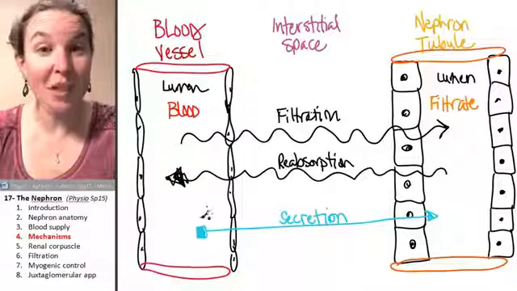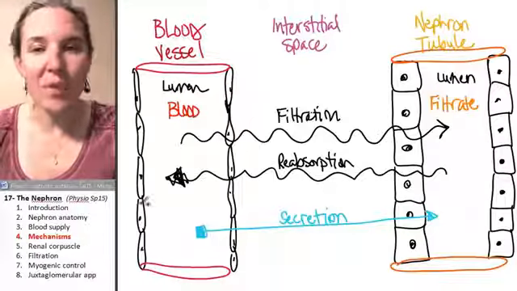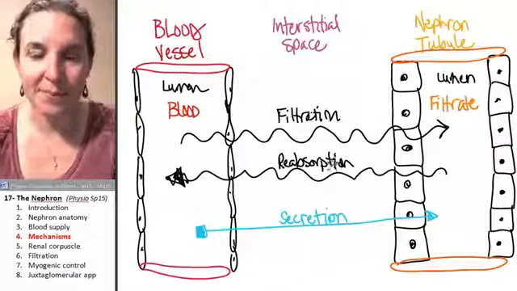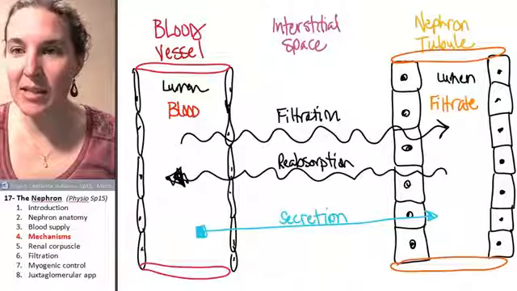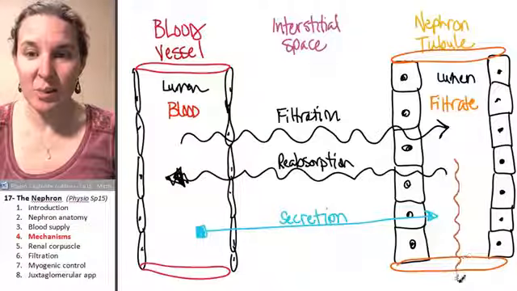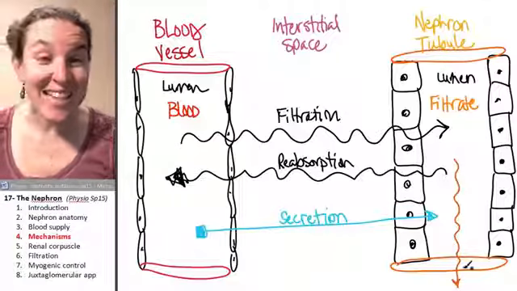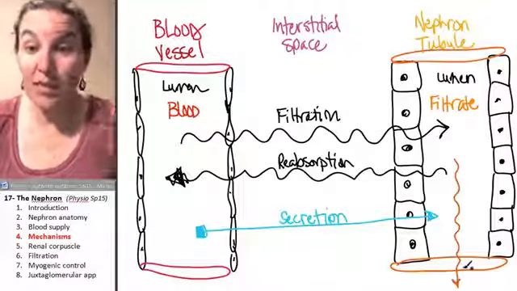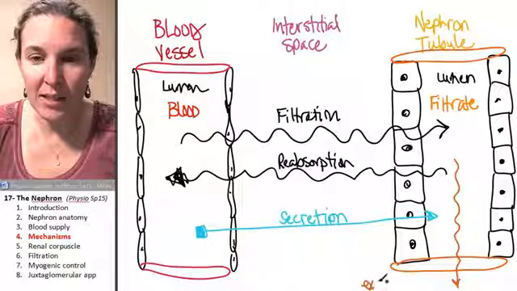Secretion happens from blood to tubule. Secretion does not happen in the opposite direction. If it happens in the opposite direction, it's reabsorption. The last process that takes place, the last major function, is this one. Anything that is left in the collecting duct that does not get reabsorbed back into the blood is going to be excreted. So this process is excretion.